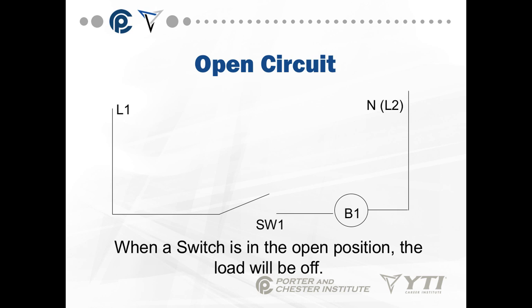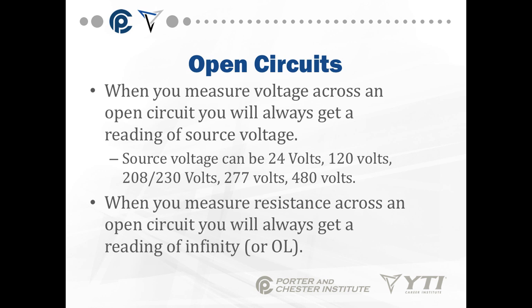Simple circuit. B1 is a bulb. L1 and neutral, or L2, doesn't really matter, is our source. We have our wires connecting, but we have a switch. The switch is in its open position, so current cannot complete the flow from N to L, because switch 1 is open. The break here means that current cannot move through. So when switch 1 is open, the load will be off because there's no direct path for electricity to flow.